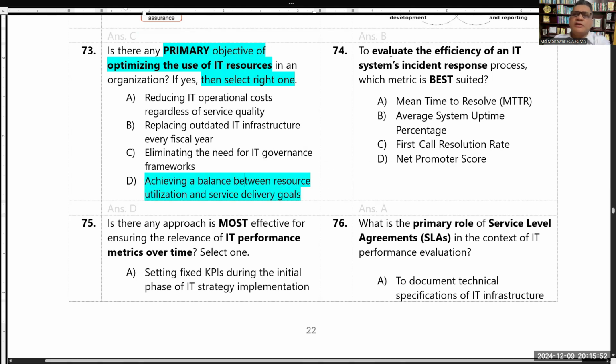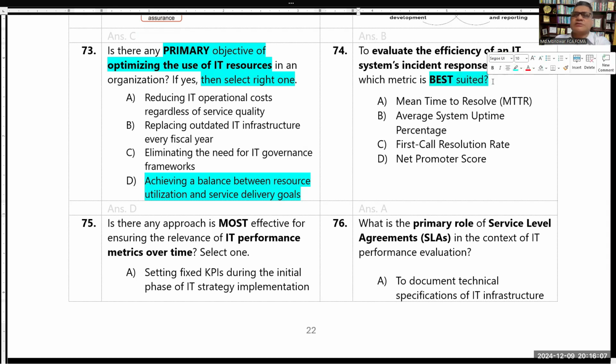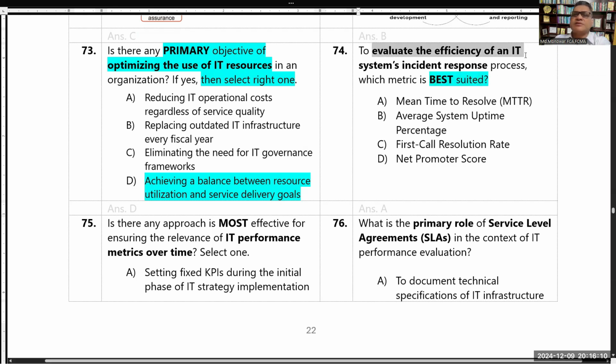Answer D. To evaluate the effectiveness of an IT system's incident response process, which metric is best suited? So to evaluate the effectiveness of an IT system's incident response process, the most suitable metric is mean time to resolve. Answer A. Mean time to resolve.